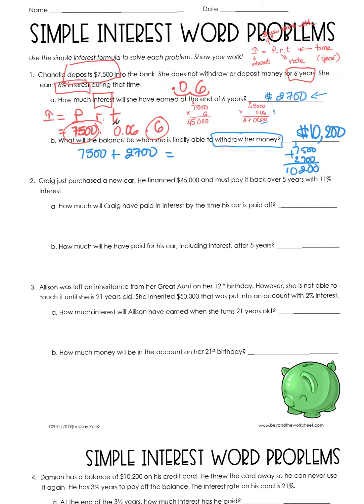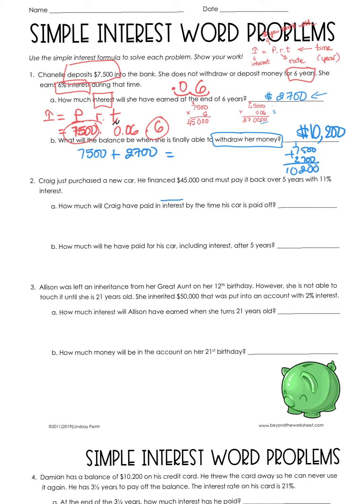Number two, Craig just purchased a new car. He financed it for $45,000 and must pay it back over 5 years with 11% interest. How much did Craig have to pay in interest by the time he's paid off?